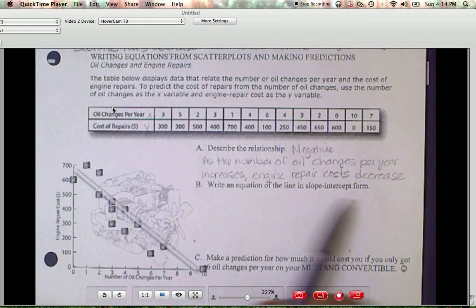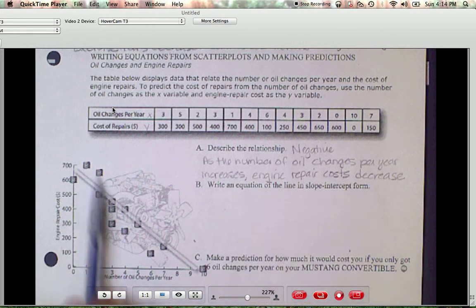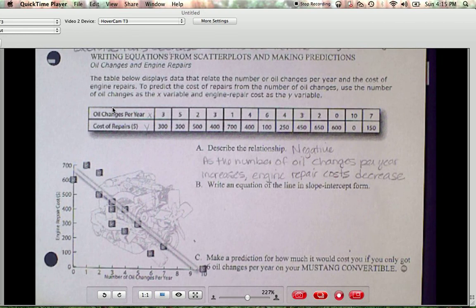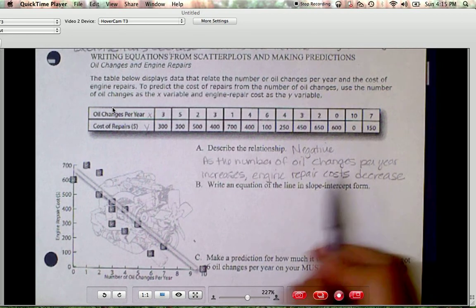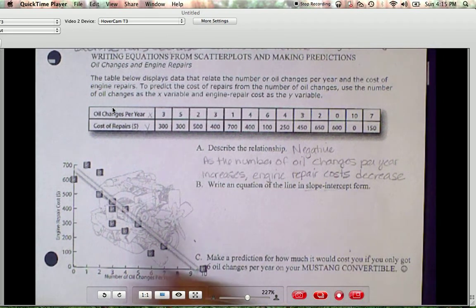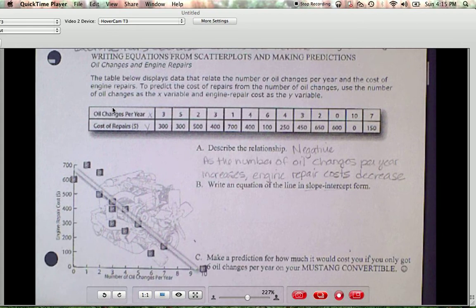So we want to write an equation of the line in slope-intercept form. Now we're going to utilize what we learned in section 5.4 and 5.3, writing the equations of lines. Now we want it in slope-intercept form, but the problem is we don't have a slope and we don't have a y-intercept. But we do have a whole bunch of points.